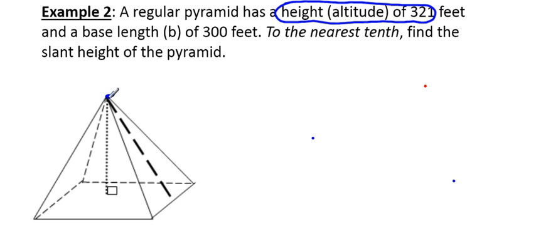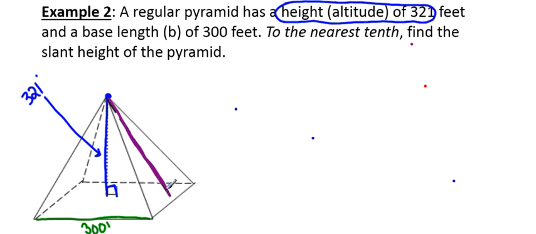Remember that the height of the pyramid is the distance from its vertex down to the center of its base. So there's the height or the altitude of our pyramid at 321 feet. Like the first example, the length of one of our base edges is going to be 300 feet. They want us to find the slant height. Well, in our picture, the slant height here is represented by this dashed line.